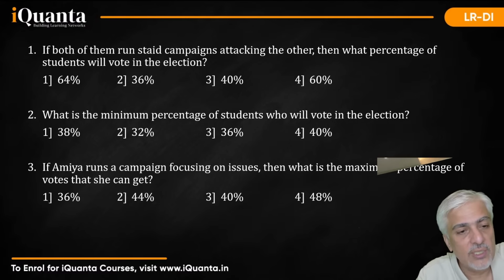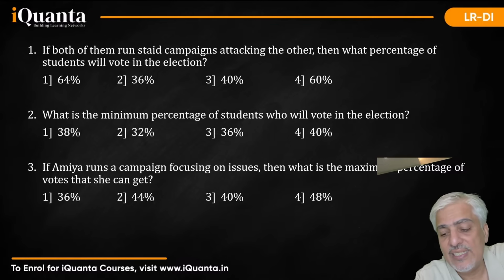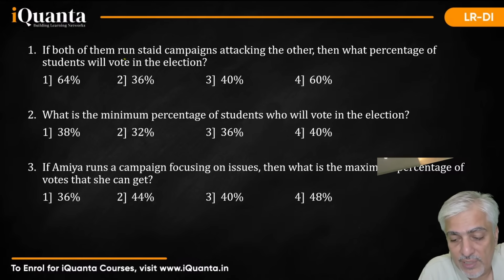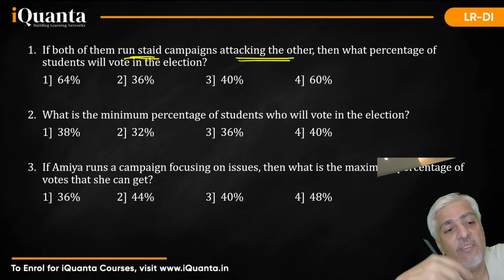There are 5 questions. If both of them run steady campaigns, that is level 1, attacking the other, then what percentage of students will vote in the election? And what is the minimum? So what percent will vote in the election if both of them run steady attacking the other? So that is still point number 2 and 3 we have missed.